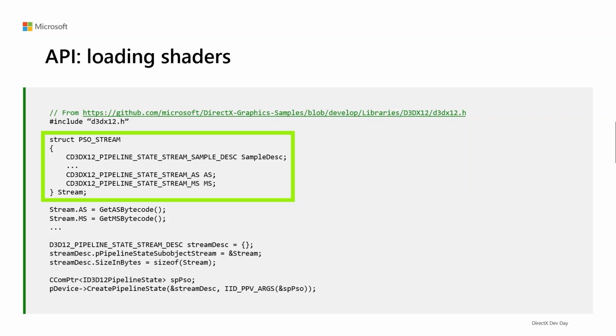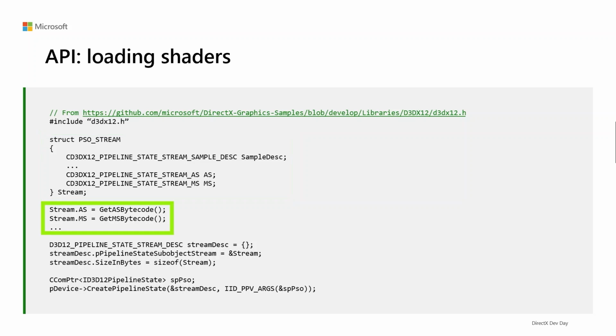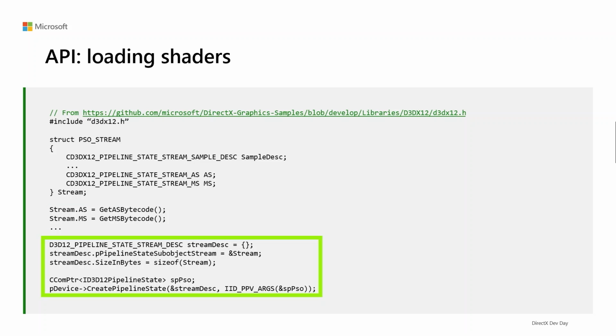So in this model, you fill in members of this stream struct to contain only the pieces of data that you care about. In this example, I've said I want to configure the sample desc, an amplification shader and a mesh shader, and I've just left out the pipeline state fields that weren't relevant to me. Then I go and fill in those structs with the actual data, point them to the bytecode for my compiled shader, and then I use this create pipeline state API to go ahead and create the pipeline state.